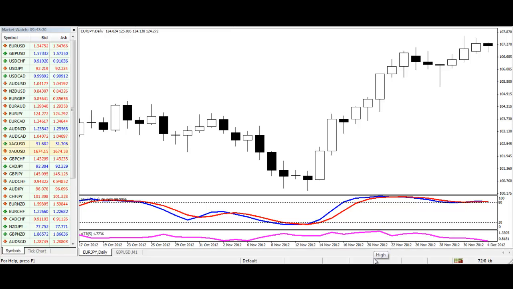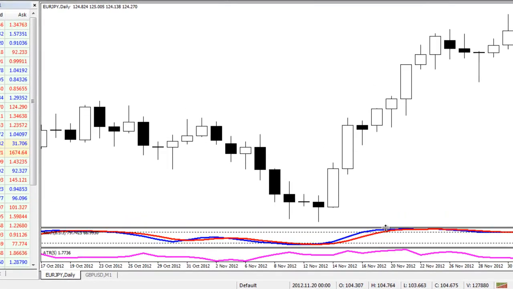We're now going to be focusing on the swing system, or the swing strategy. We're looking at the Euro-Yen daily charts, and all we're going to be focusing on is the price action itself.